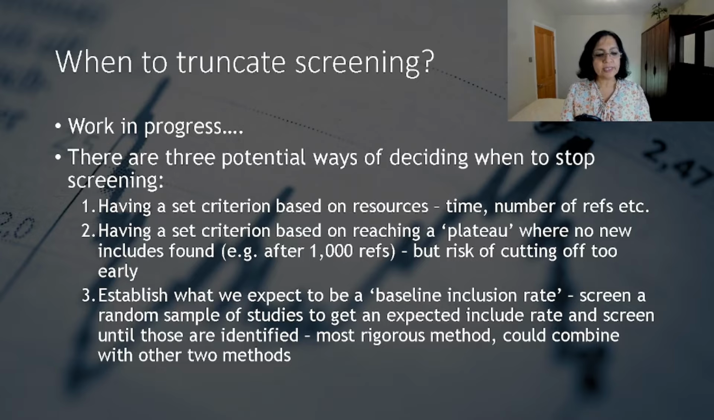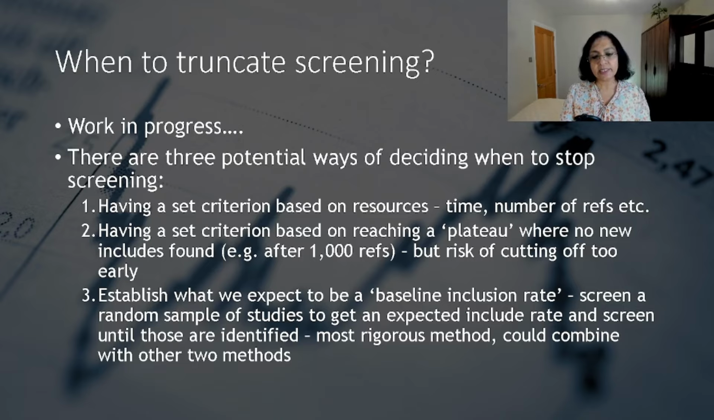The third one is to establish what we expect to be a baseline inclusion rate. That is, screen a random sample of studies to get an expected include rate, and screen until those are identified. This is the most rigorous method, and could be combined with the other two methods, but you need to do some calculations to identify the baseline inclusion rate.